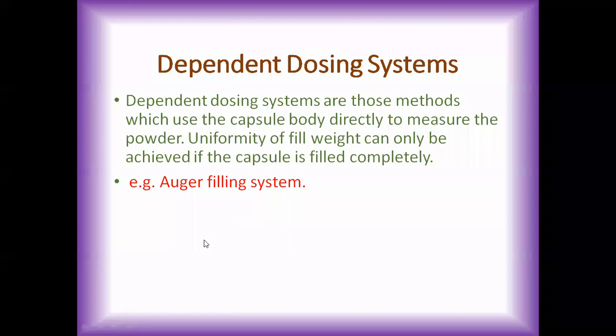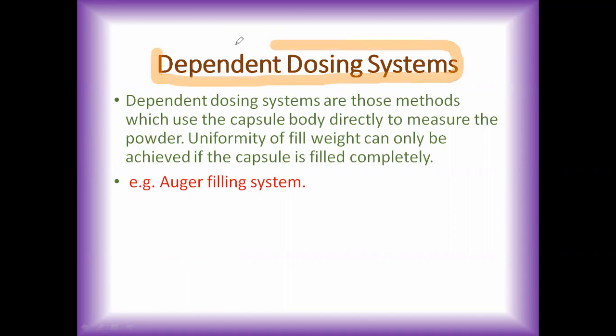Now let's see both the systems one by one in detail. Now the first system, as I told you, is the dependent dosing system. The dependent dosing systems are those methods which use the capsule body directly to measure the powder. Now why are they called dependent? Because here it depends on the capsule body. Now this is the body, we can say.